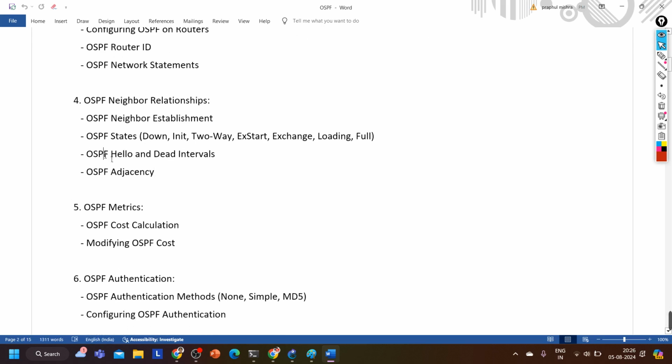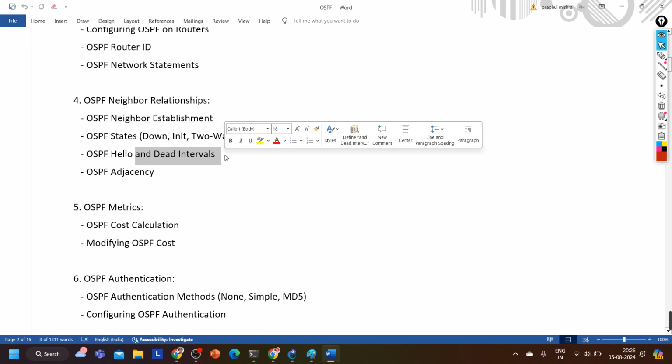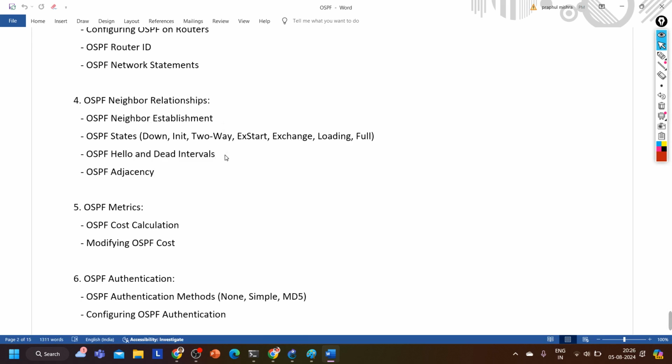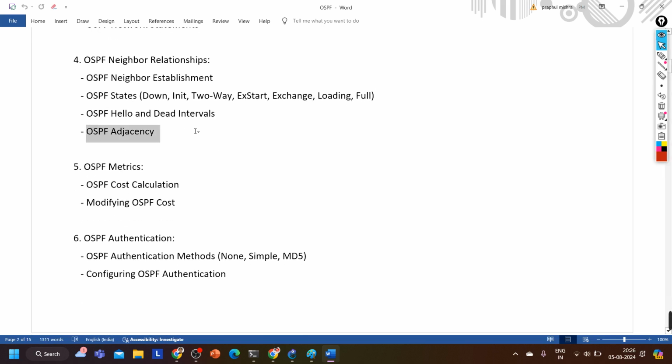Then again, hello time means after what interval of time the router will send a hello message, and dead interval means hold down time. Whenever a router receives a hello message, for what time is the router going to hold that information, right? OSPF adjacency, as I told you, there are two types of neighbor: neighbor without adjacency and neighbor with adjacency. So neighbor with adjacency is known as OSPF adjacency.